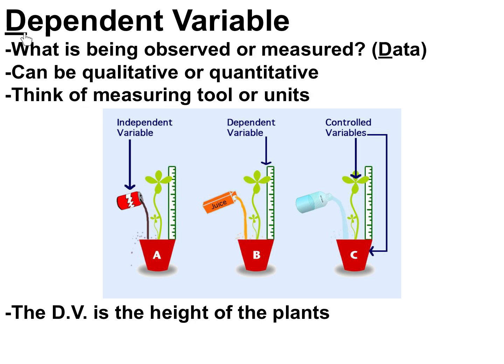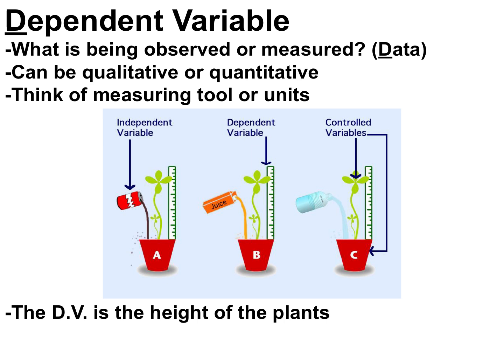I've underlined the letter D to remind us of the definition. The dependent variable is the data collected in an experiment. In other words, it's what's being observed or measured once the experiment gets started. Data can be qualitative, characterized by words, or quantitative, number data. Usually, quantitative data is preferred by scientists over qualitative.